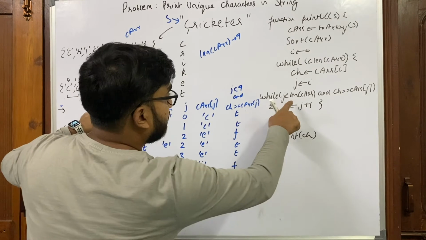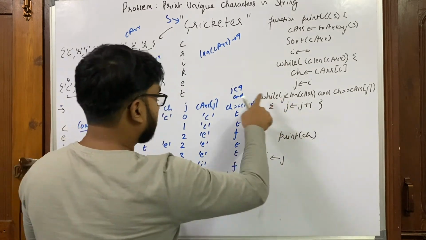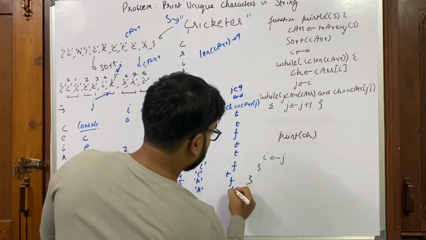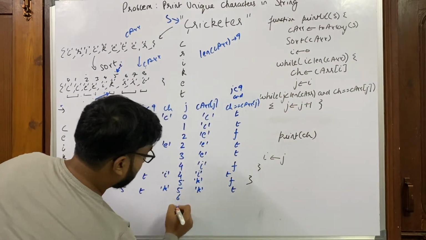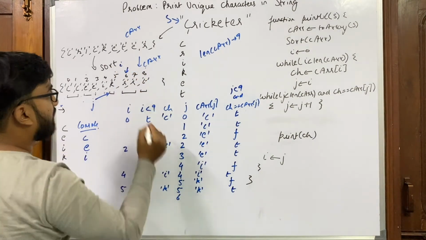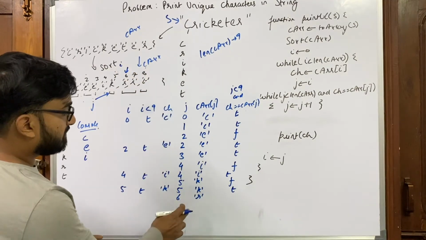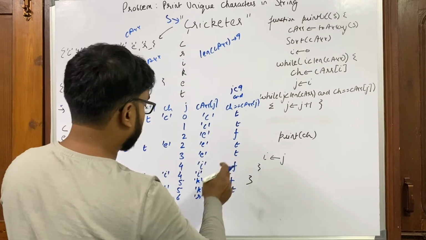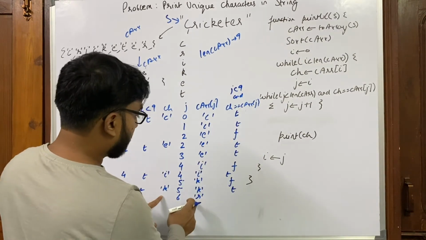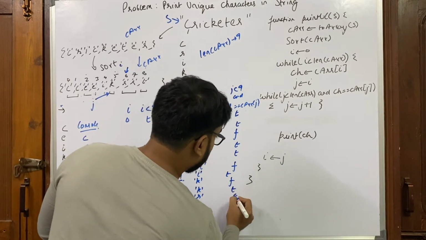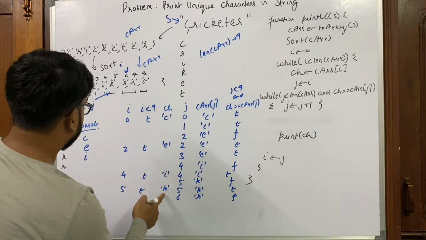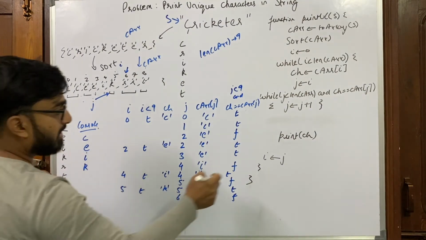Okay, checking this condition. 5 is less than 9 is true and CH equals CARR J is true. This is true. J plus 1, J becomes 6. CARR of J in this case is now R. You check the condition again. 6 is less than 9 is true. CH equals CARR J is false. Okay, you come out of this while loop, you come here, you print CH. CH is K. Okay, and you set I to J.